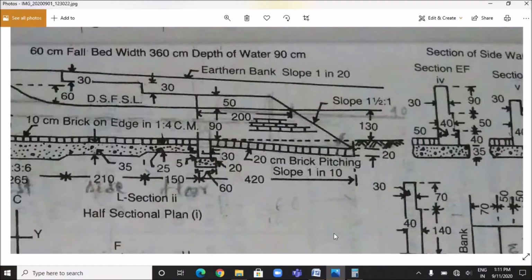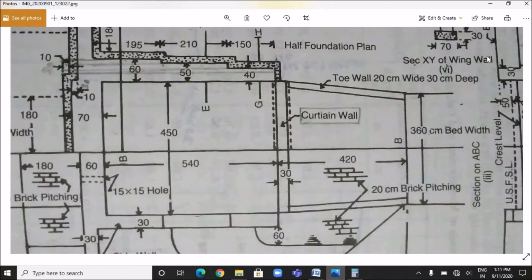The next first class brickwork is done for toe wall. As you can see the figure, so there are two number of toe walls, one over here and another over here, and its breadth is 20 centimeter and depth is 30 centimeter, and the length of the toe wall is 420 centimeter minus the breadth of curtain wall, that is 30 centimeter. So 420 minus 30 centimeter, which is equals to 390 centimeter or 3.9 meter.